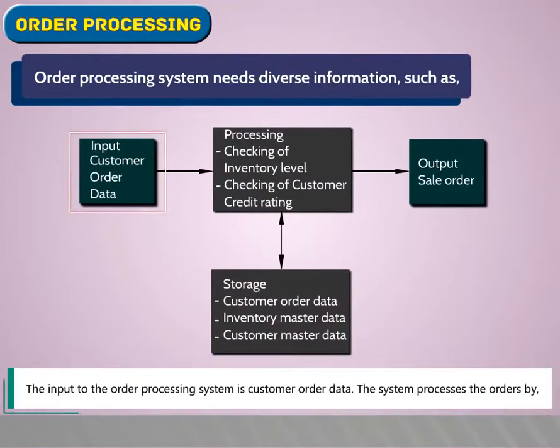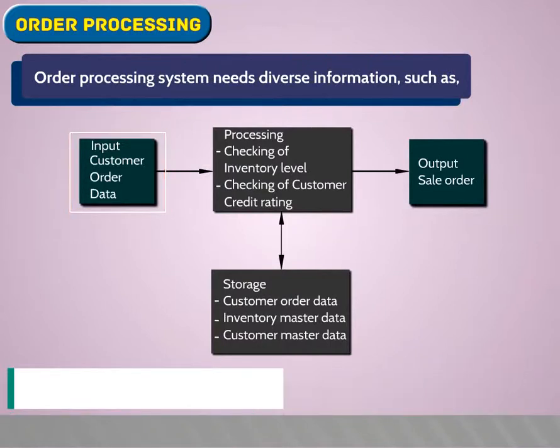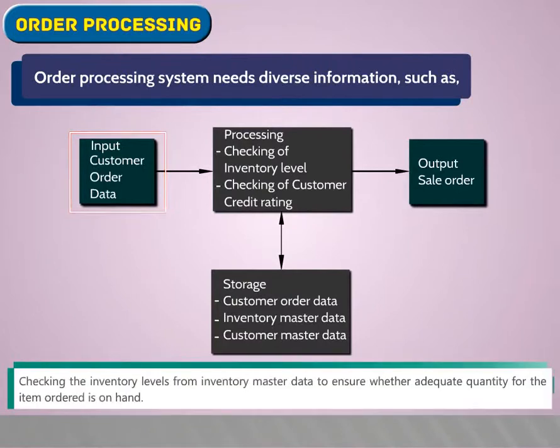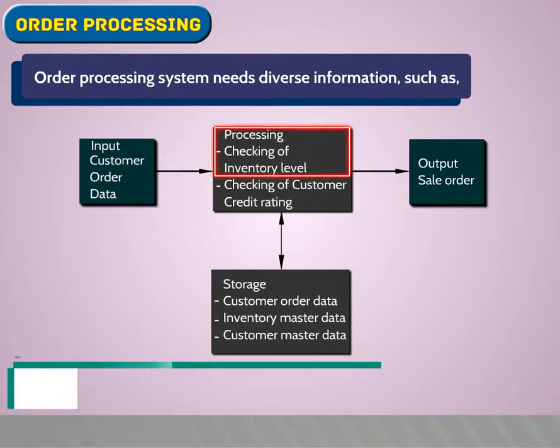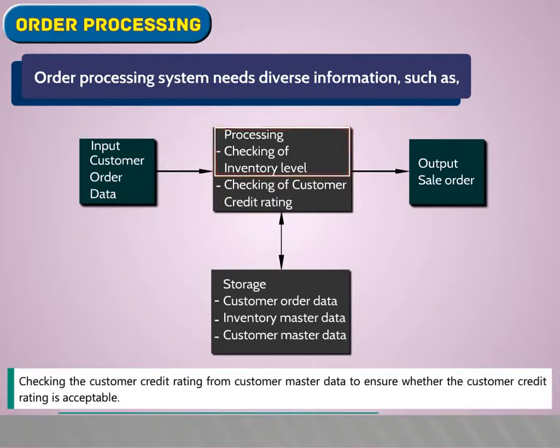The input to the order processing system is customer order data. The system processes the orders by checking the inventory levels from inventory master data to ensure whether adequate quantity for the item ordered is on hand, checking the customer credit rating from customer master data to ensure whether the customer credit rating is acceptable.